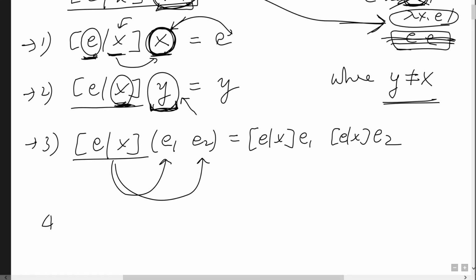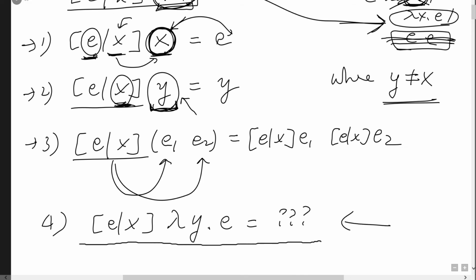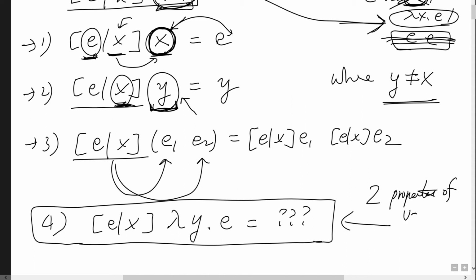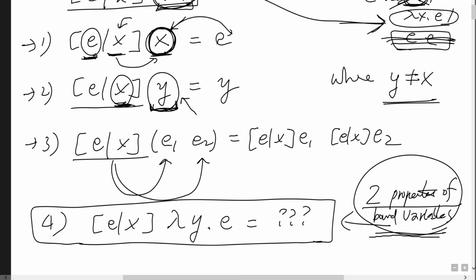So the remaining question is, E for x, here we have some lambda abstraction. So this is the remaining case. And in order to correctly define this substitution operation in the last case, we needed to understand two key properties of variables. To be specific, actually bounded variables. We needed to understand the two properties of bounded variables. So let's see the first property.